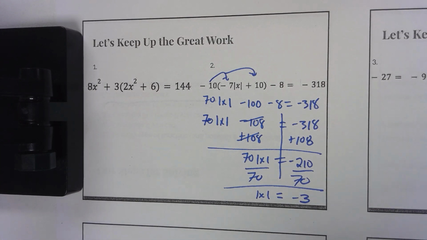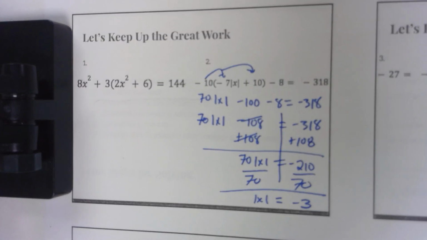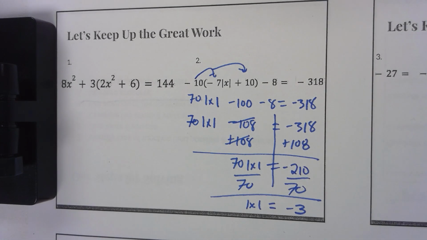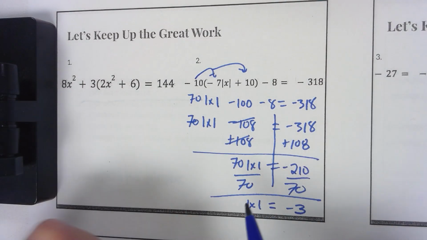So here's how number 2 should have worked out for you all. First distributing, and you're distributing the negative 10. That makes that a positive 70 absolute value of x. And then negative 10 times positive 10 is negative 100. And then minus 8, and it equals negative 318. Then I'm going to combine like terms. Negative 100 and negative 8 is negative 108.